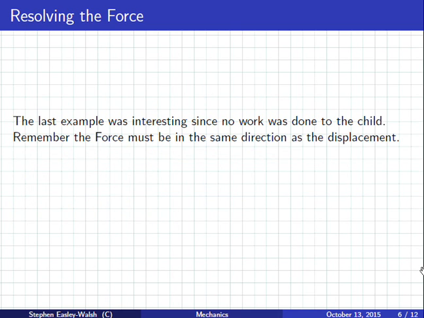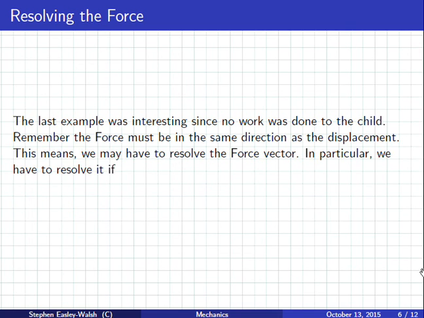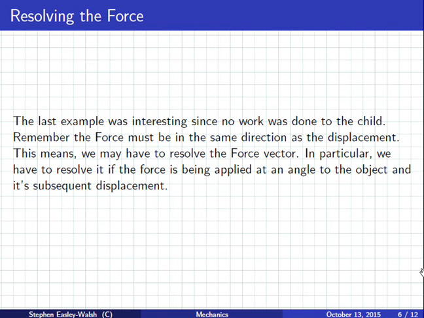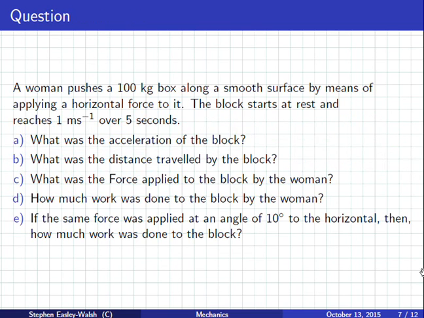So the last example was the one I really wanted to make the point. The direction is very important. So the force and the direction must be pointing the same way. Okay. So we have a question here to do.